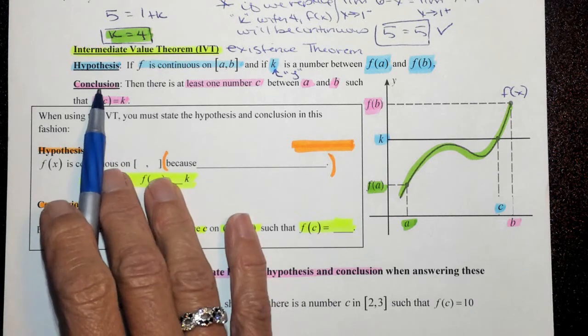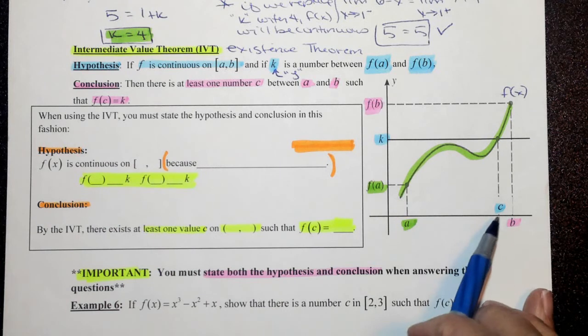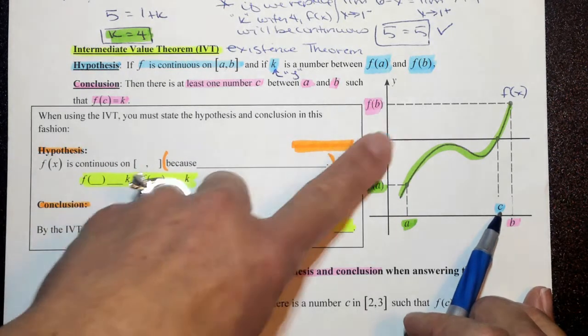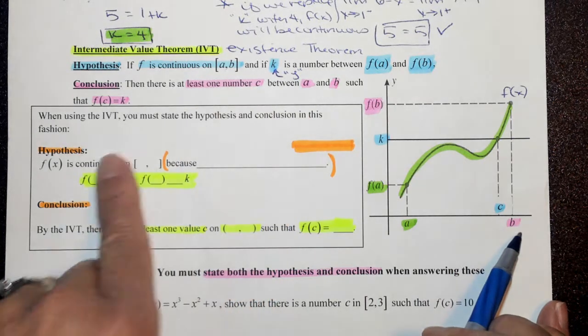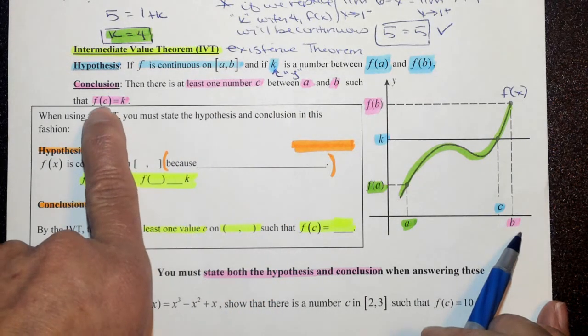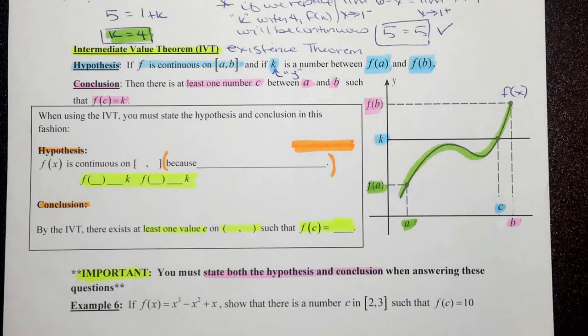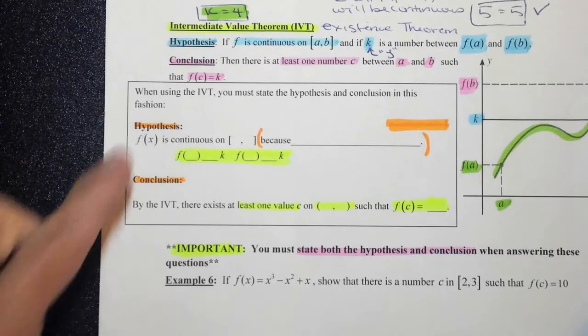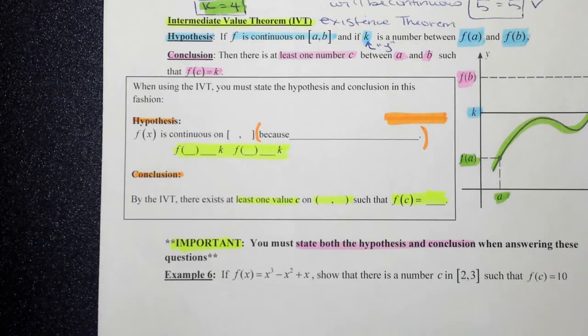So the conclusion would be that there is at least one given value c, meaning we need something to plug into the function to get that y value, that falls between a and b, such that when I plug this c value into the function, I will get its corresponding y value. Okay, so I'm going to show you how to prove that. But first of all, when you're using the IVT, you must state the hypothesis and the conclusion.